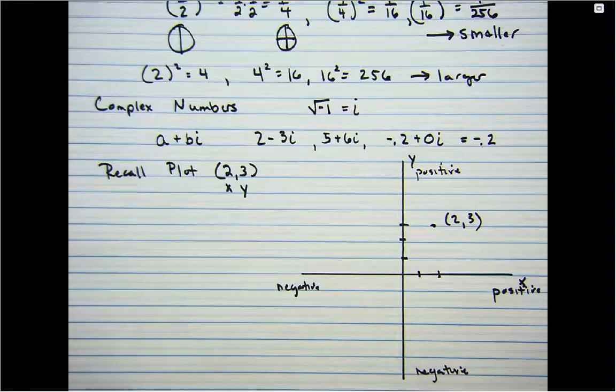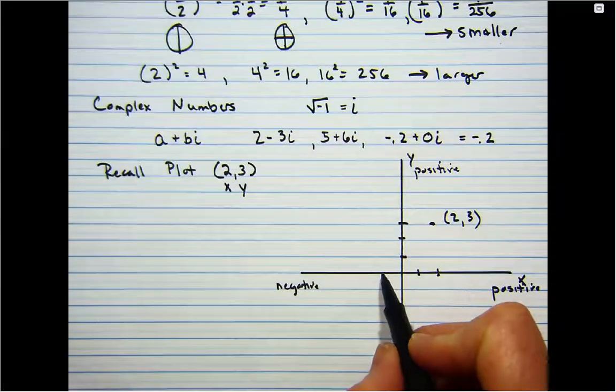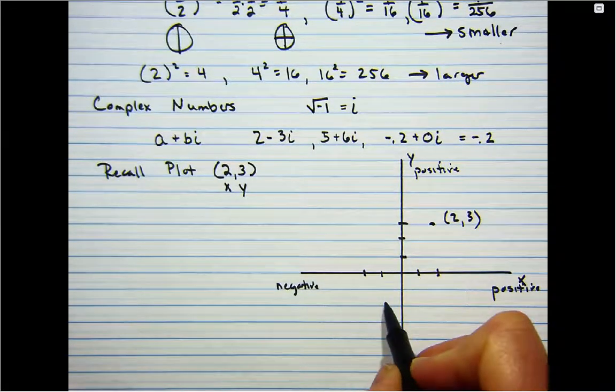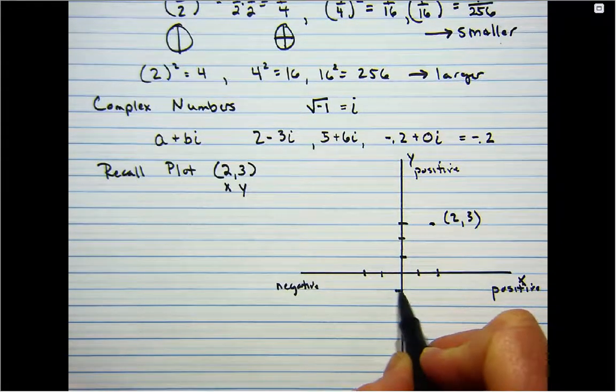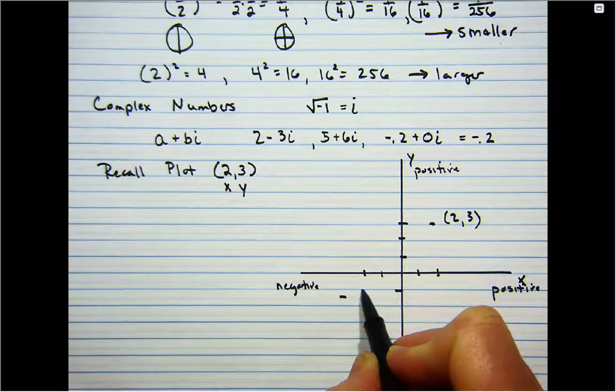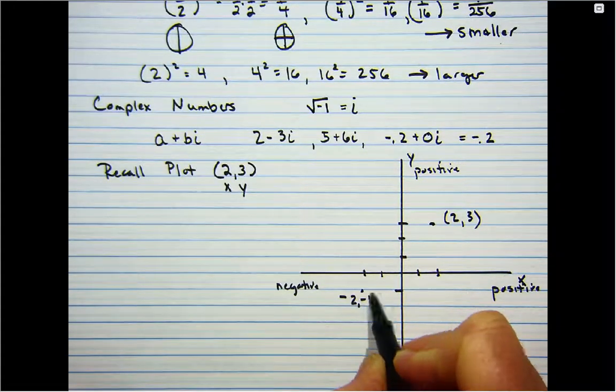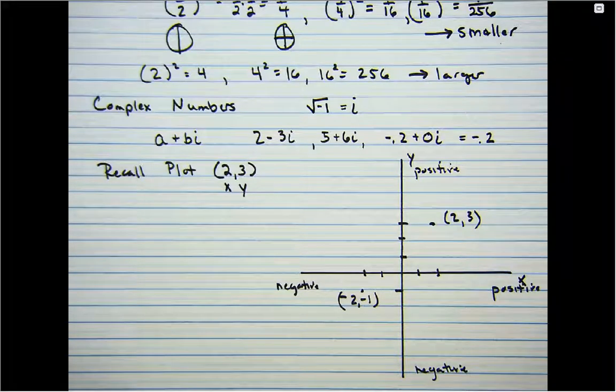Or how about if we plot the point -2, -1? So -2, we go left 2, because that's the first number, and down 1 for -1. So the first number is where you go left or right. The second number is where you go up or down.